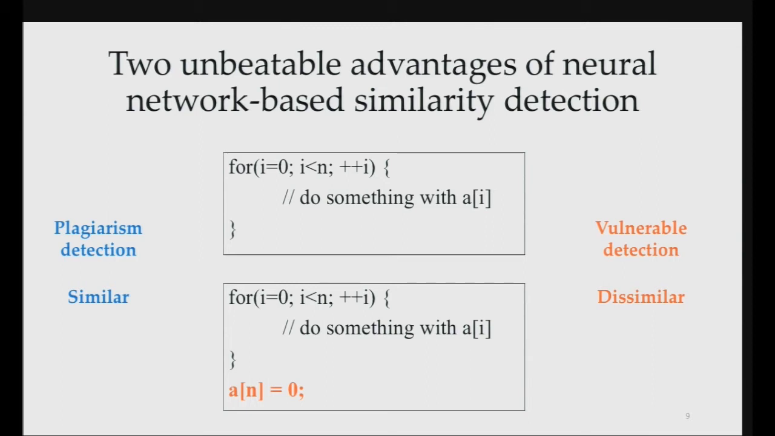But in the second case, after the for loop, we write a 0 into the end of the string, so the bug is fixed. In this application scenario, we should consider these two codes different, because the later one, the bottom one, fixes the vulnerability that appears in the first one.